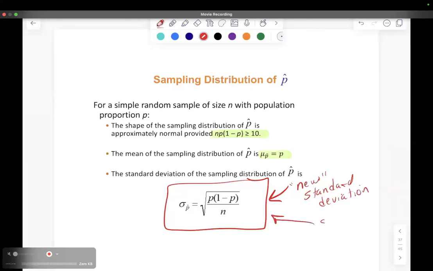Or standard error. Same thing. Standard error and new standard deviation are the same thing.